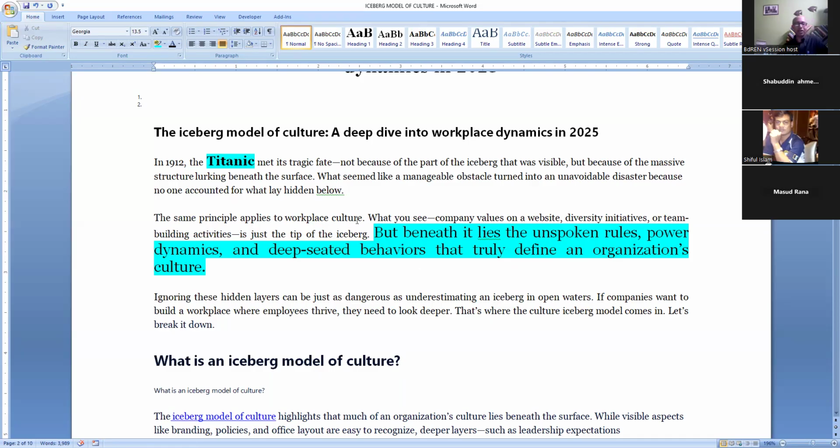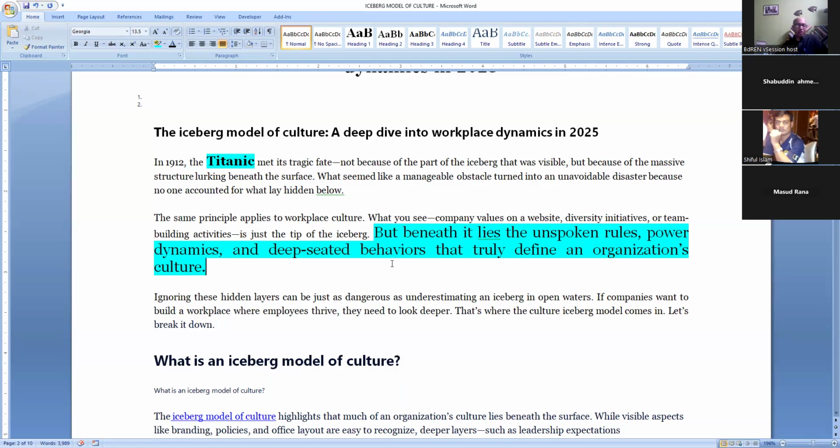Okay. And if you do not care about these invisible ingredients of your office culture, then what will happen? You will lose your job. As the Titanic ignored the sunken part of the iceberg, it sank. So if you ignore the invisible ingredients of your culture, you will also meet your doom. Okay.